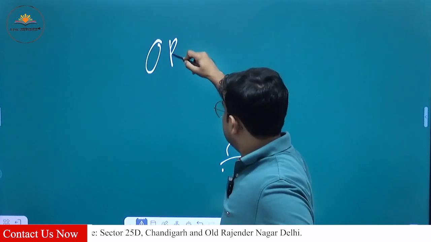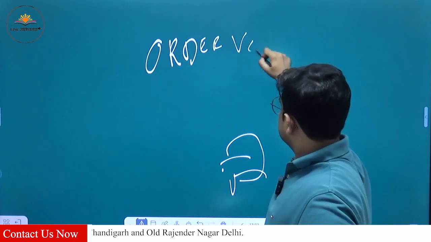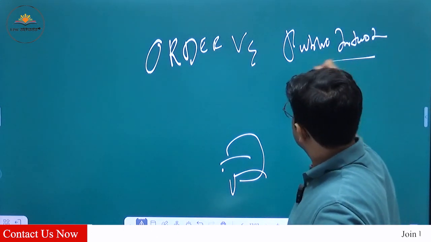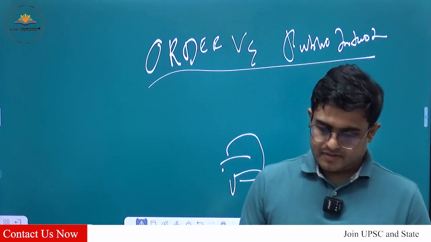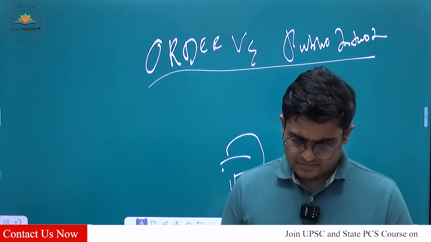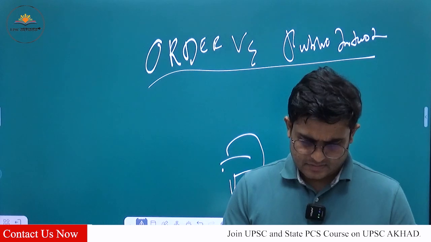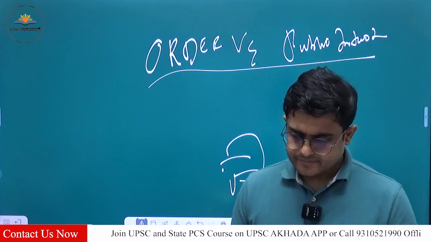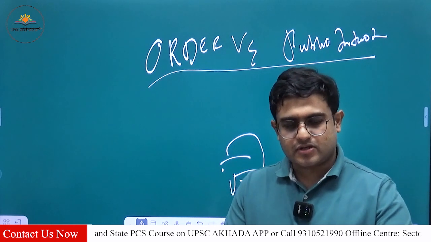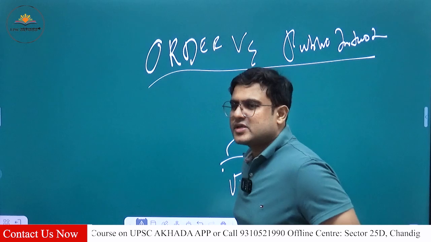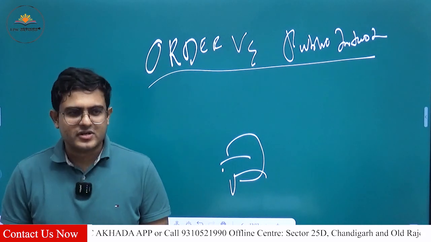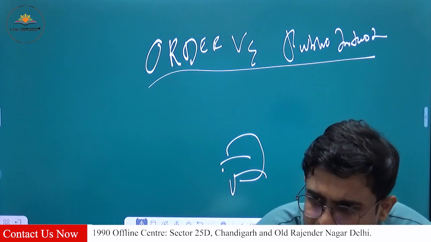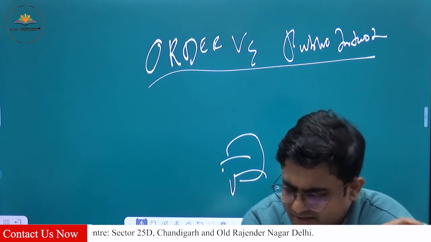Order versus public interest. So what is order? Bureaucracy, we know, is rule bound. Need to follow orders. But we have discussed how order can also be against public interest. So what can one do? Again a dilemma happens.